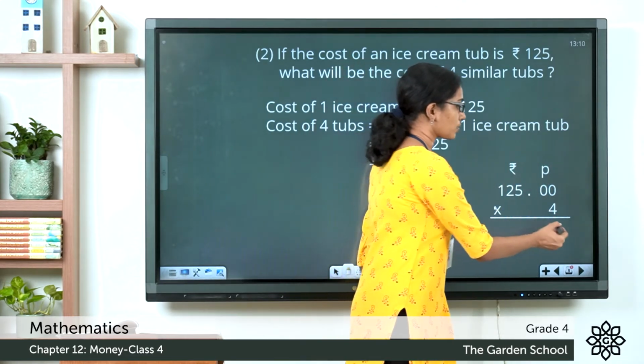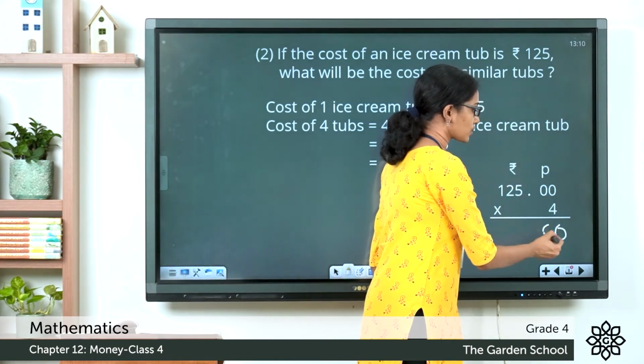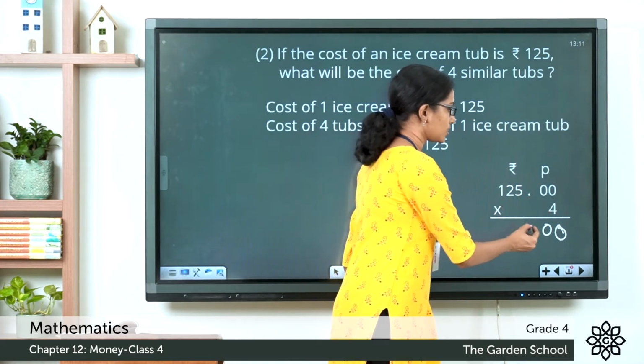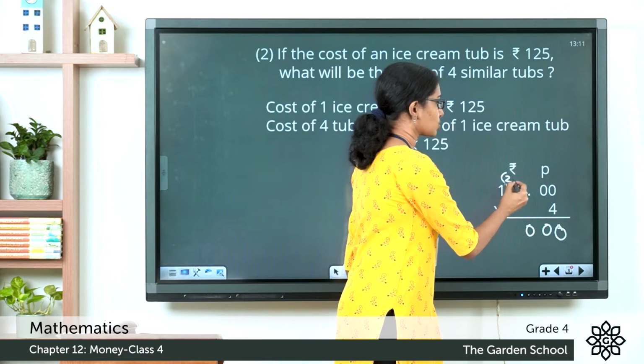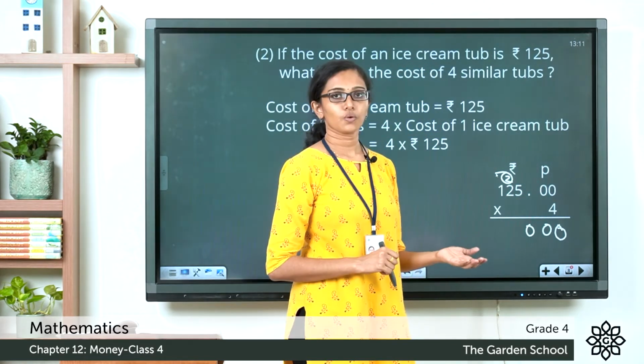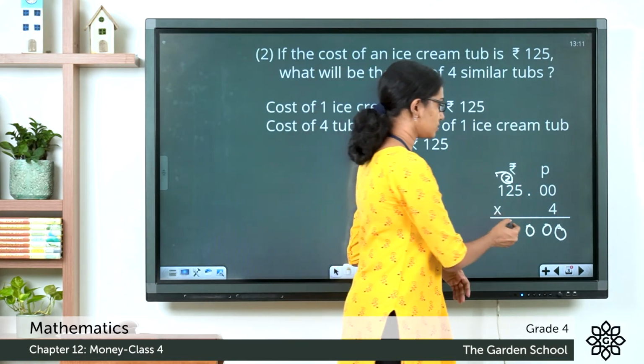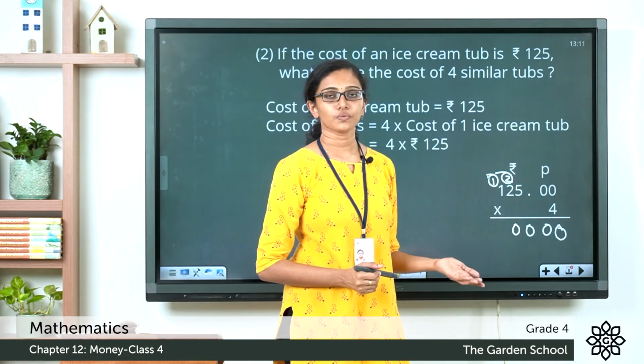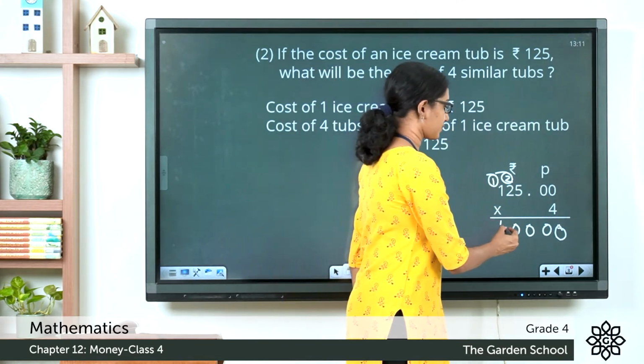4 into 0 equals 0. 4 into 0 equals 0. Now, 4 into 5 is equal to 20. I carry over 2 here. Now, 4 2s are 8 plus 2, 10. I carry over here. 4 into 1 is equal to 4 plus 1, 5.